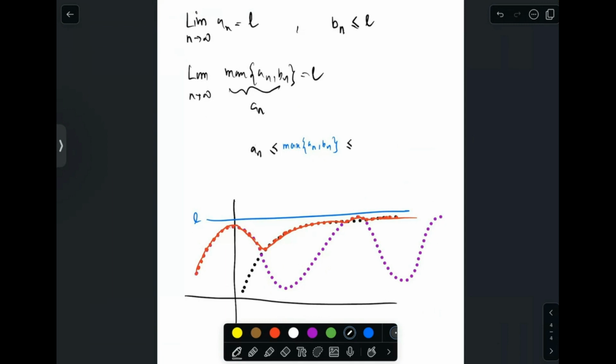The bad part is that, understand this very carefully, an can also be coming from above. An can also come from above like this, right? So the best part is this. an can also come like this. You can understand, it can also happen like this.